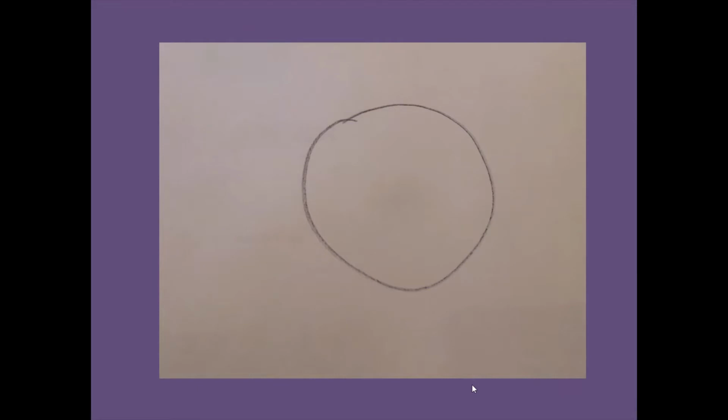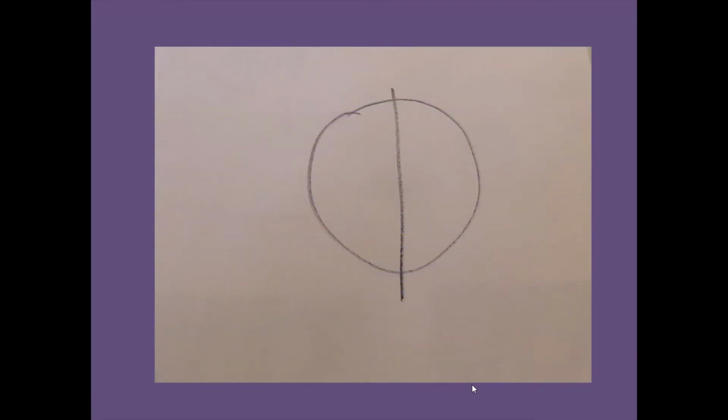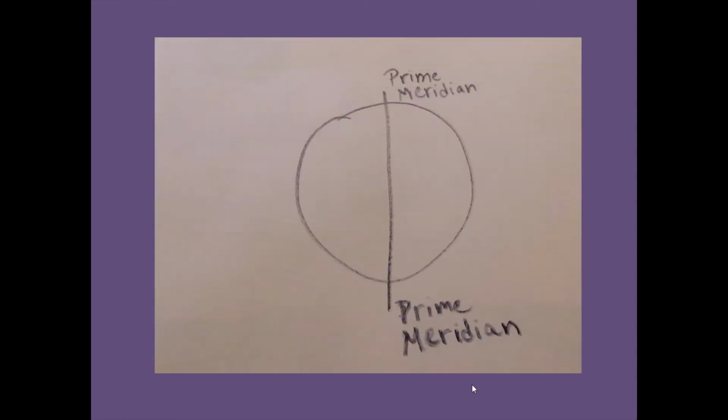Go ahead and draw another circle, a brand new one. And down the center of your circle, draw a longitude line. That's a vertical line, so up and down. And this longitude line has a special name. See if you can think about it. Maybe you've never heard it before. Let's see. It's called the prime meridian.